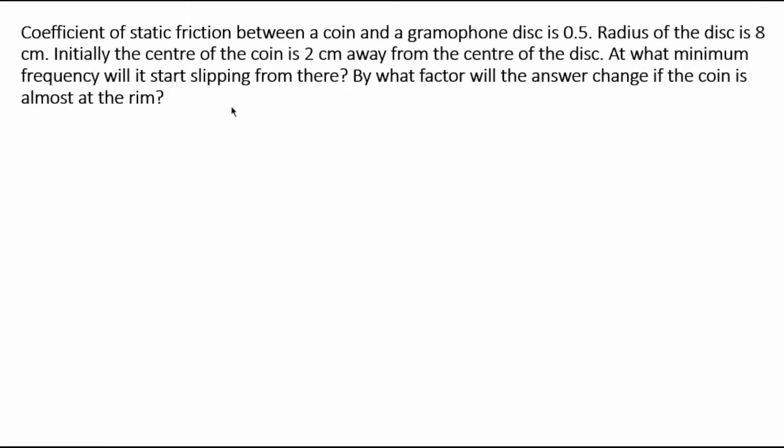The coefficient of static friction between a coin and a gramophone disc is 0.5. They have given us mu s equal to 0.5, that is the coefficient of static friction. The radius of the disc is 8 centimeter. That is, there is a gramophone disc, okay, this is its center, and the radius of the disc, that is this distance, is 8 centimeter.